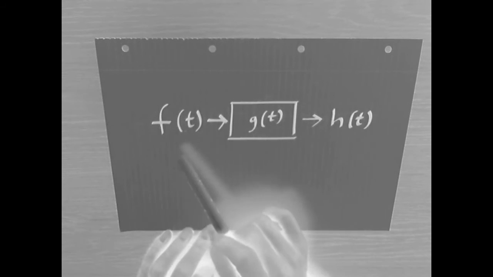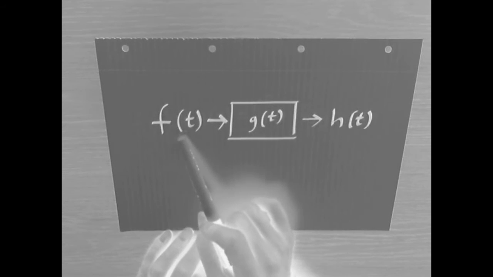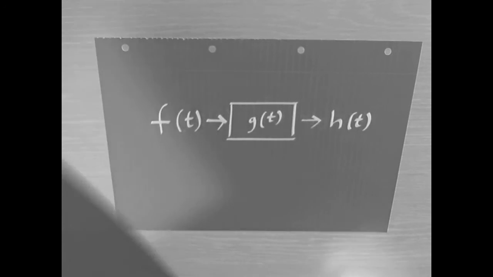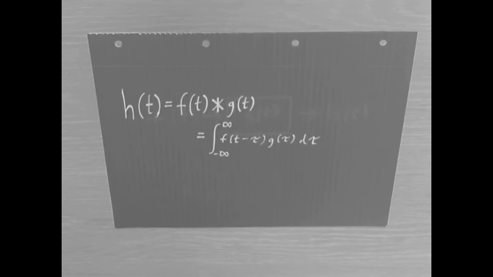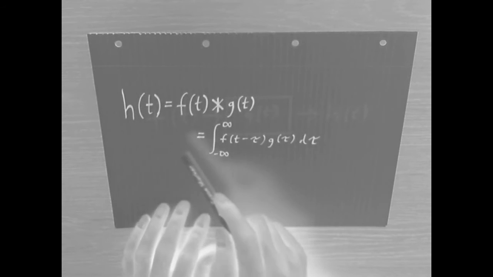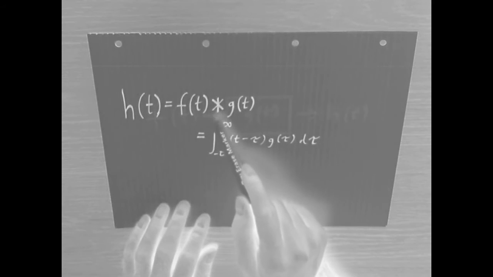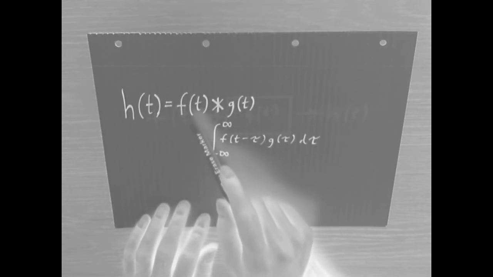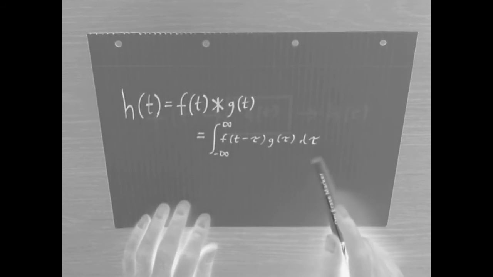So the question now is, how do we work out the response, which is the interaction of f of t with g of t? Well, this is precisely what the convolution integral is for. So to work out the response of our system h of t, we take the convolution of our input signal f of t with our system's transfer function g of t, and to work out the convolution between these two functions we use the convolution integral.